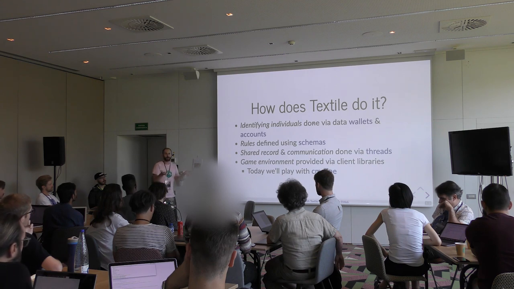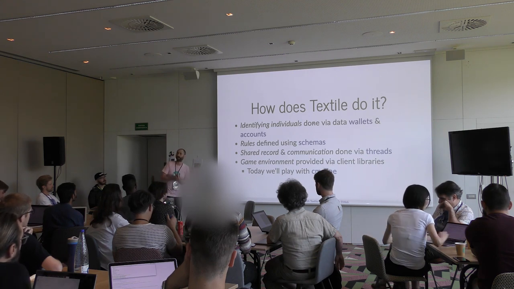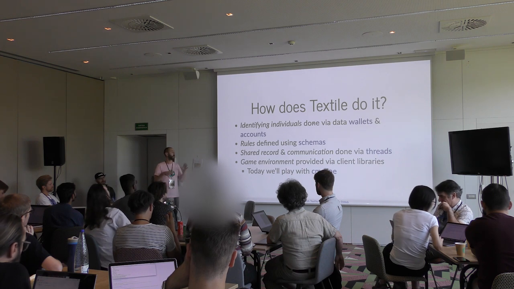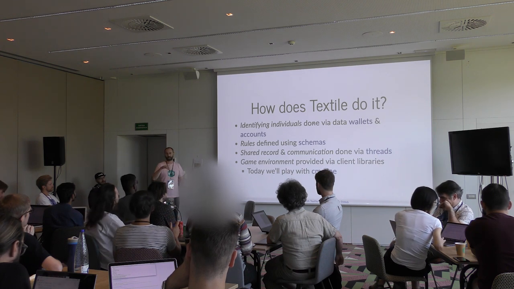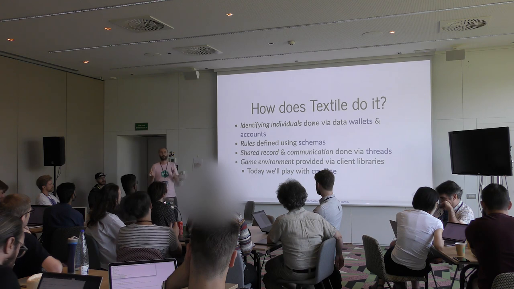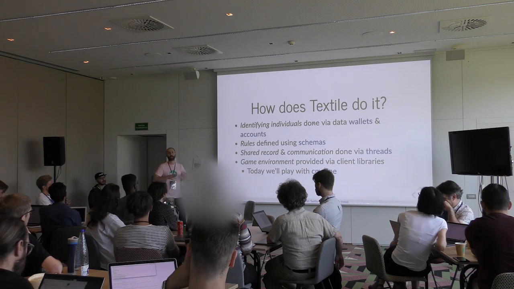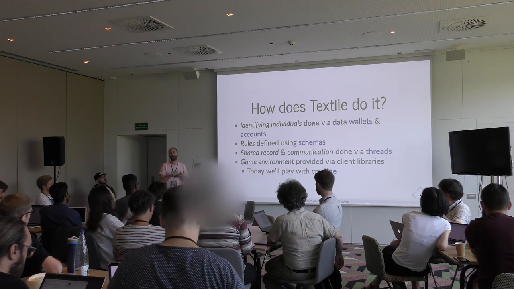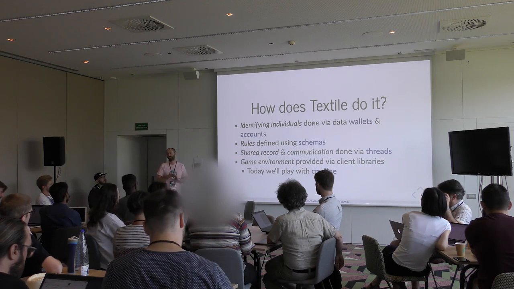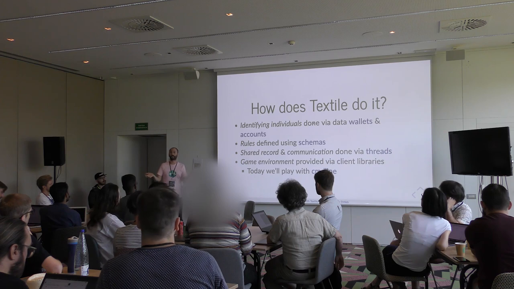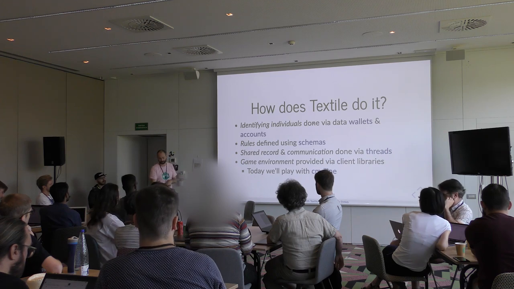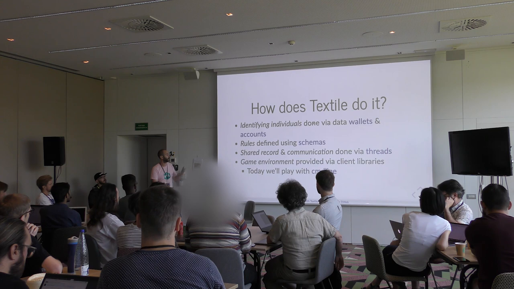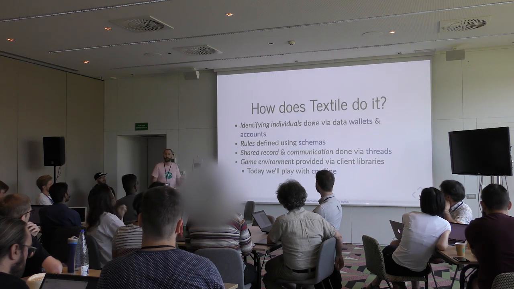And then obviously you need to interface with the game in some way. In the Textile world, we have a bunch of clients. Today we're just going to play around with the command line client, which is a really thin wrapper around an API that is exposed on the desktop. But we have SDKs for iOS, Android, JavaScript, whatever. So each client is tuned for the environment in which it gets used. And that's pretty much all you need. So that's how you make a game. Easy, right? You just need to know how to do it and then do it correctly.